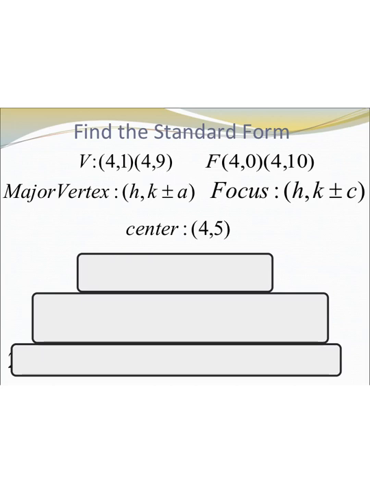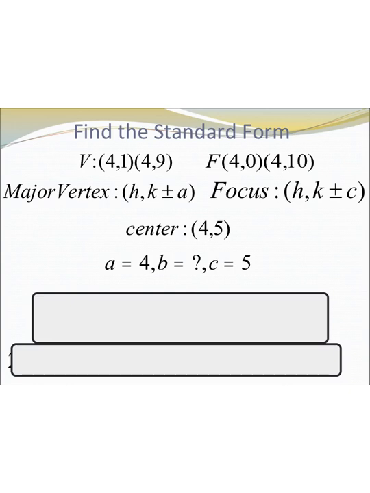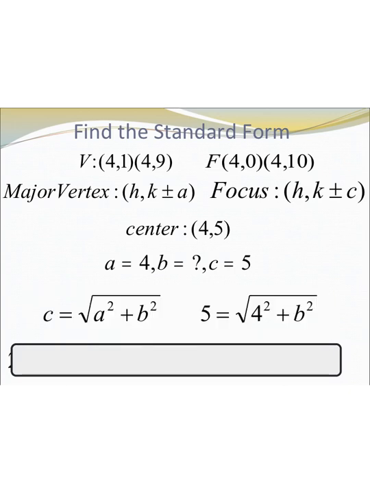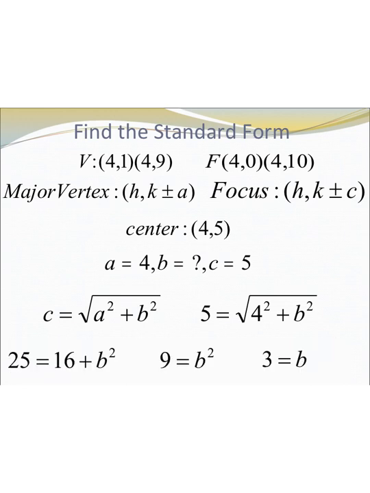And that's actually a distance of 4, which tells me my a value is going to be 4. For my focus points, I'll do the same thing. I want to figure out how far away 10 is from 5, and that has a distance of 5, which means that c is going to end up being 5. I can now use a and c to help me identify b. Using our formula that c is equal to the square root of a squared plus b squared, I can plug in my a and my c values, and then as I simplify, I end up getting that b is equal to 3.